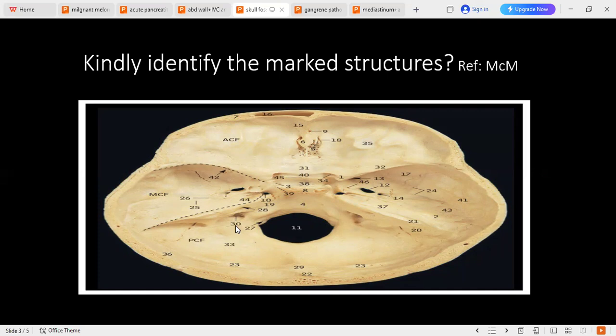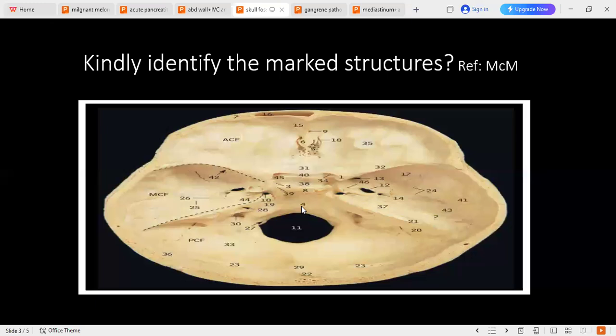Right. What is clivus? Clivus. Where, which number is it? It is 4. Very good. Clivus. What is it? It is anterior aspect of foramen magnum. Exactly, and anterior aspect of brainstem actually. Okay.